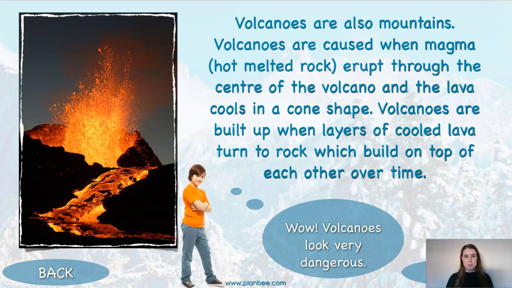Now talking about magma, we also know that magma, which is the hot melted rock, is formed when volcanoes erupt through the centre. Now when this happens, the lava cools in a cone shape. So volcanoes are actually built up when these layers of cooled lava turn to rock. And then as an eruption happens, that molten lava then solidifies and goes hard, forming another layer on top of the old layer. And thus volcanoes start to get built over time with the different layers of cooled molten lava.